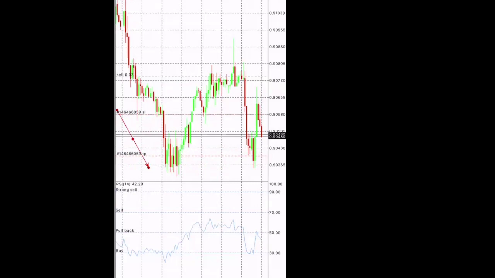You see to the right of my screen, it says 100, 70, 50, 30, 0, right? If the market is towards the pullback area, it's basically saying that the market is going to pull back. If the market is at the strong sell area, it's giving you an indication that the market might sell. If it's at the sell area, the market might sell. If it's at the buy area, the market might buy. This is just another confirmation, right?